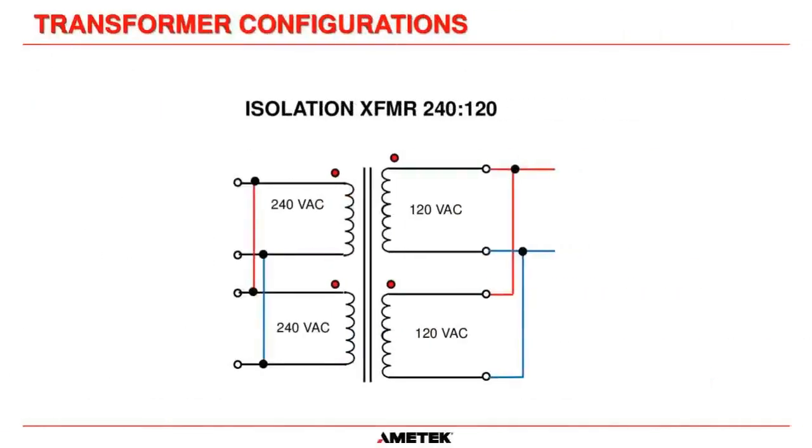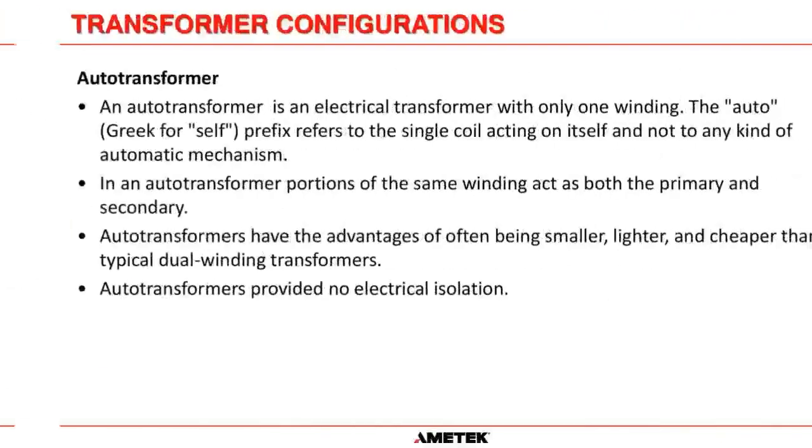Here's another transformer, the same transformer, but configured for 240 on the input, 120 volts on the output. And last, a 240 to 240 configuration. Maybe the neutral is used here. Maybe they don't need 120 volts, but only need isolation, which is what this serves.